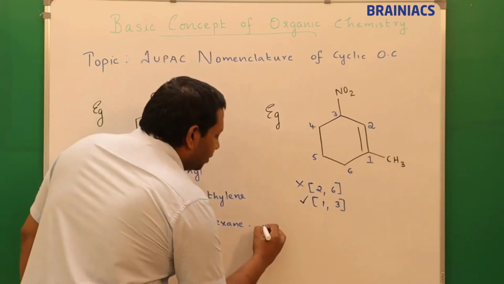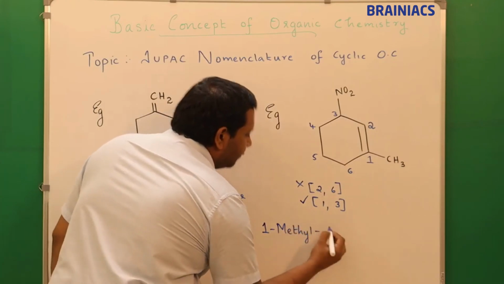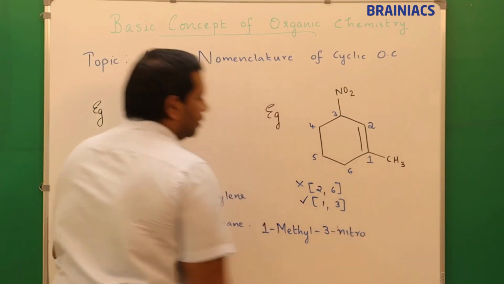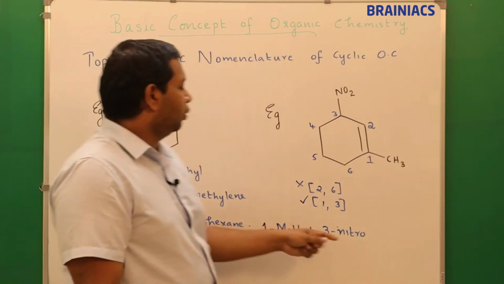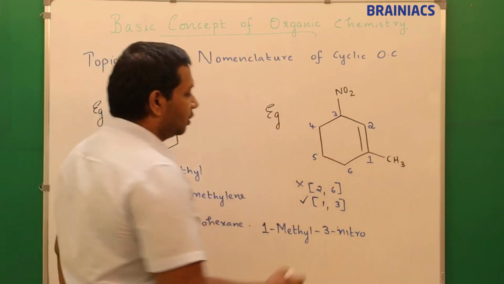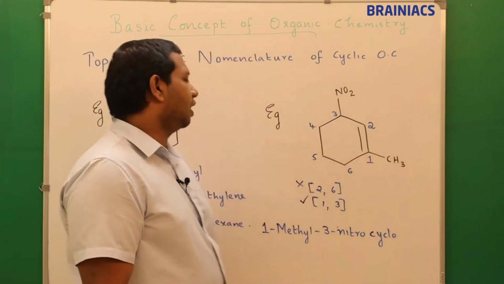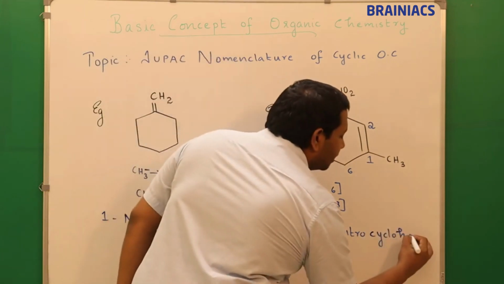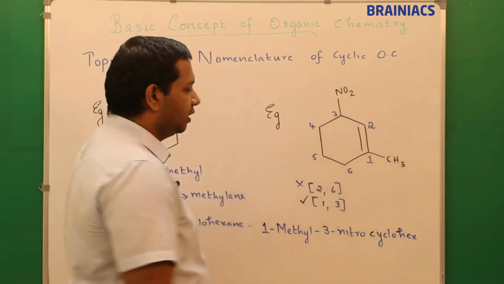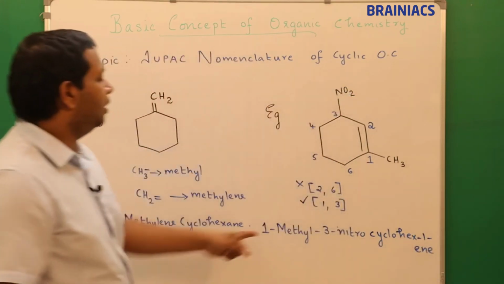So I can write 1-methyl, then 3-nitro. So the secondary prefix is over. Now we go to the primary prefix. Since it is a cyclic compound, we use the term cyclo. Now tell me the word root: how many carbons are there? 6 carbons, so cyclohex. We know that at the first position there is a double bond, so I can write cyclohex-1-ene. So this should be my IUPAC name.